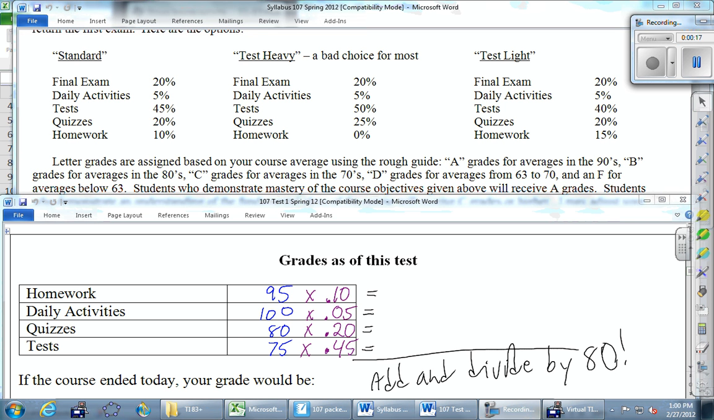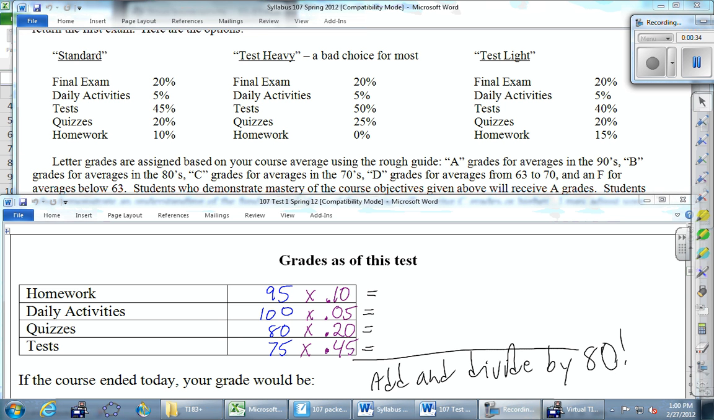On Wednesday, I'm going to ask each of you to make a choice as to how you want me to calculate your course grade at the end of the semester. Up here on the top is the syllabus. You have a copy of this. It's also on Moodle. There were three different grading options: the standard one, the test heavy option, and the test light option.